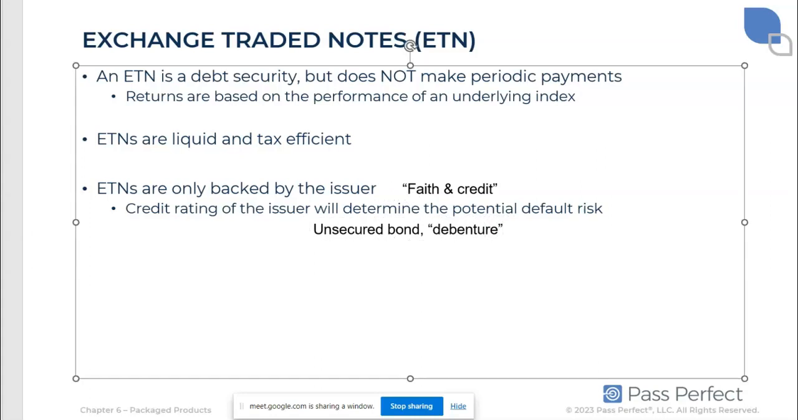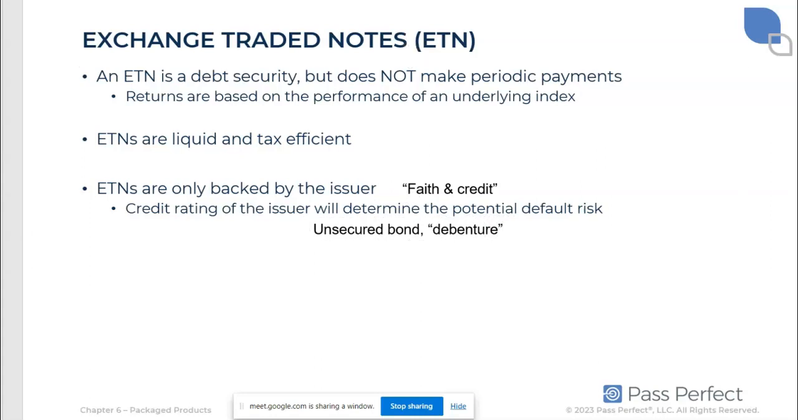Okay. Now, here's the thing with the exchange-traded notes. They are bonds, they are debt securities, but first off, they're like zero coupon bonds. They don't make regular interest payments. They only pay when the note comes due on the maturity date.